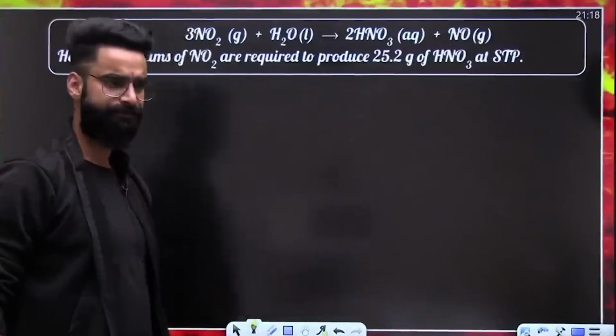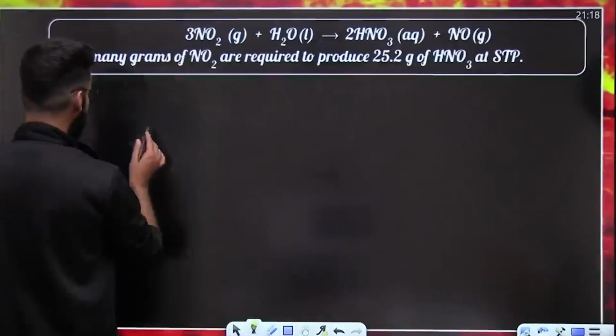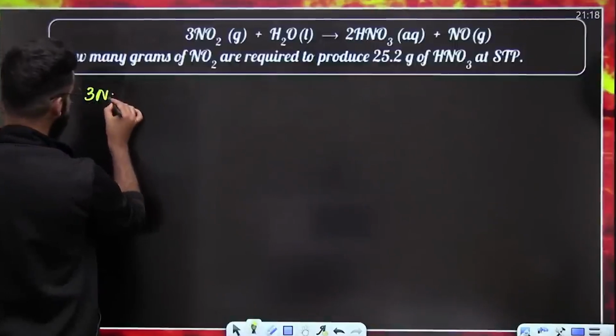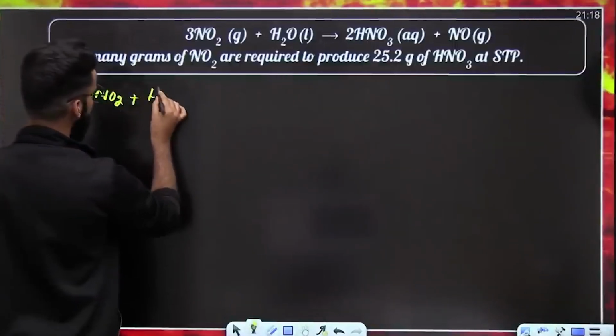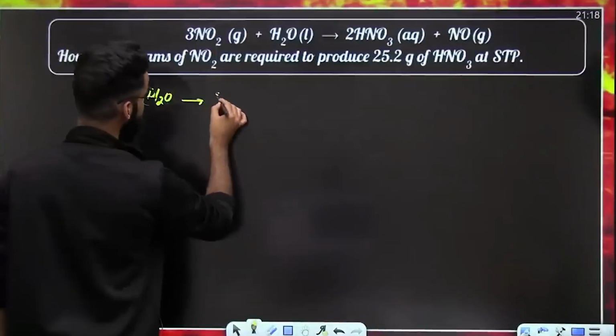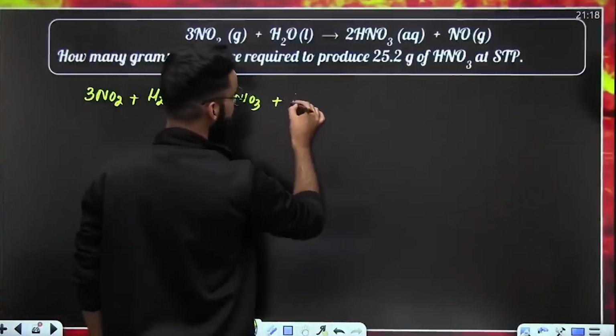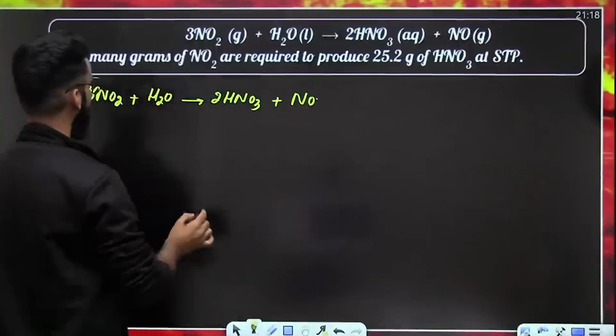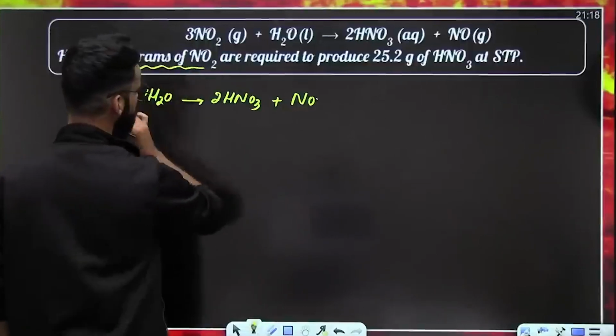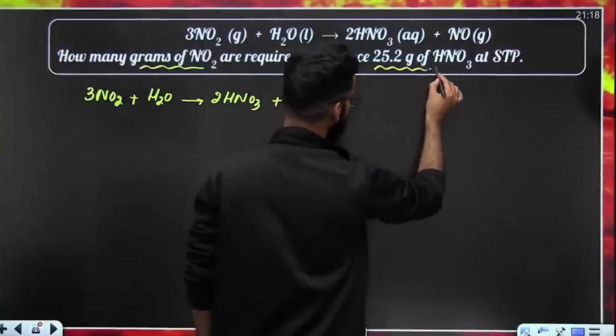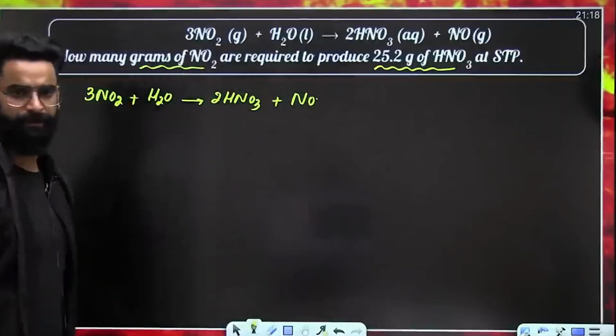One more simple question we have. We are already given a reaction. The reaction is 3 times NO2 gas plus H2O liquid. It gives 2 times HNO3 plus NO. How many grams of NO2 are required to produce 25.2 grams of HNO3?